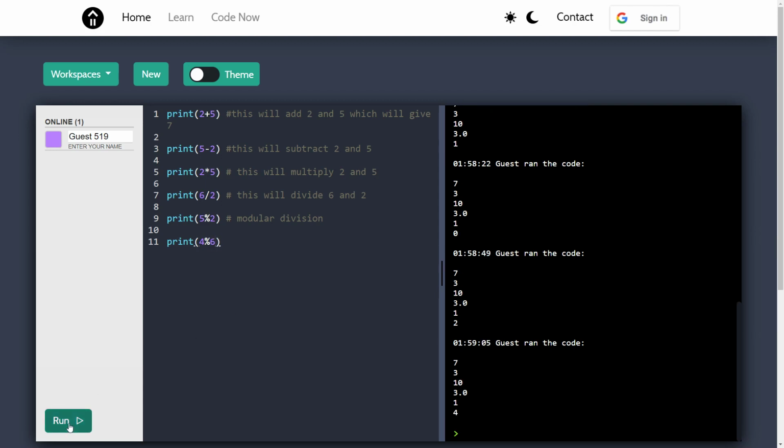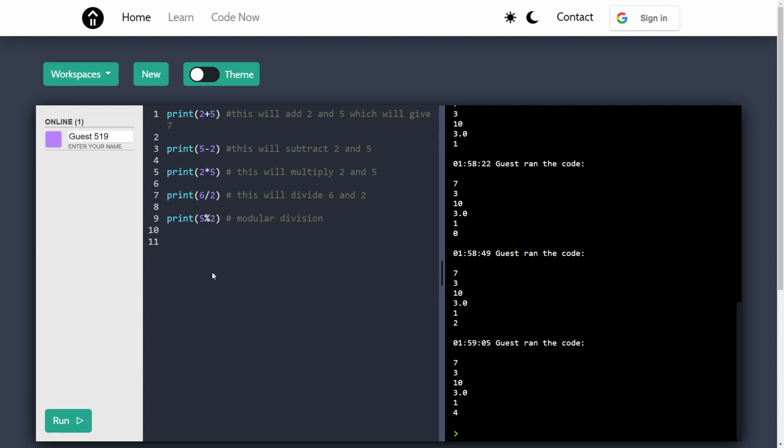So, we get 4. That makes sense. 6 goes into 4 0 times with a remainder of 4. There are 4 left over before 6 can go into 4 once. Now that may have sounded very confusing for other people, they may have gotten it. But basically if the number on the left is smaller than the number on the right, it will be 0 and the remainder will be whatever the number is. So that's what modular division is.